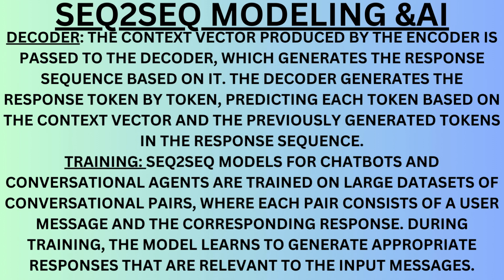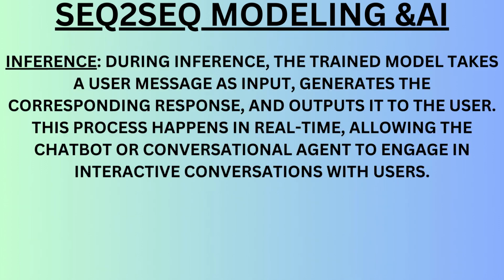Training. Sequence-to-sequence models for chatbots and conversational agents are trained on large datasets of conversational pairs, where each pair consists of a user message and the corresponding response. During training, the model learns to generate appropriate responses that are relevant to the input messages.